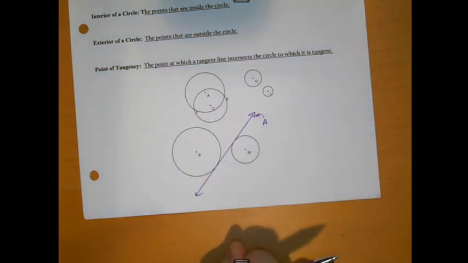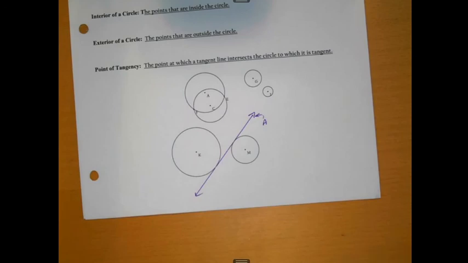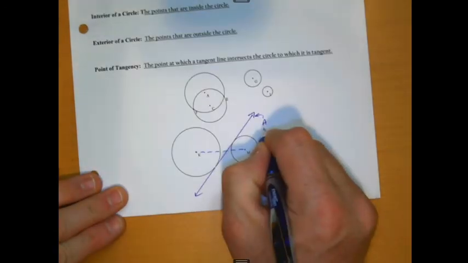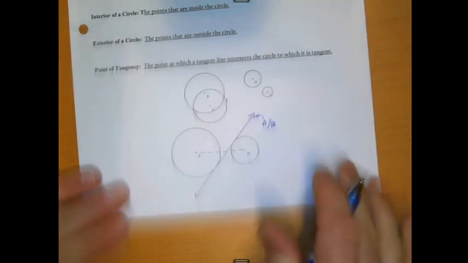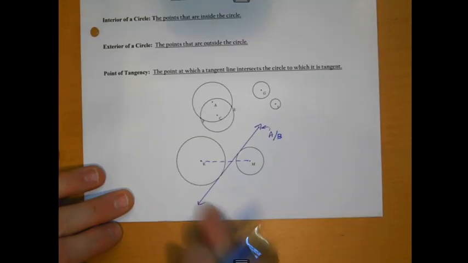A common internal tangent is a tangent that intersects a segment that joins the centers. Oh, so I just drew the common internal, sorry. So this would also be B. We're going to call this one B. The common internal joins the segments. Okay, so it intersects the segments.